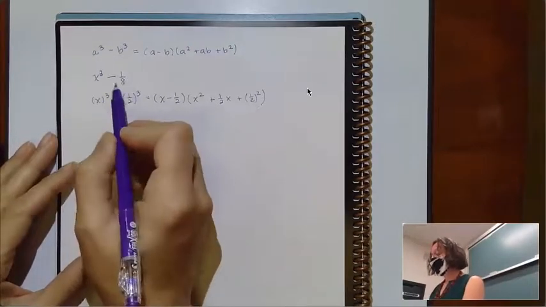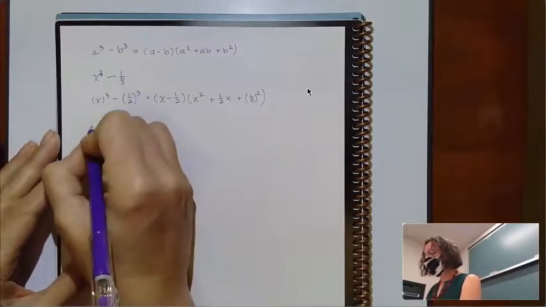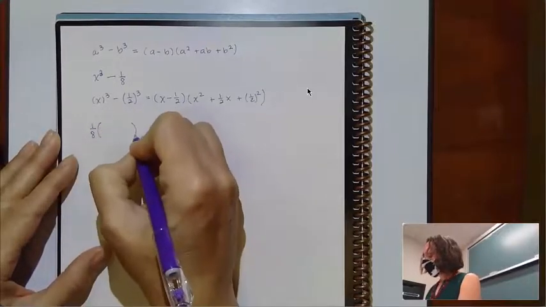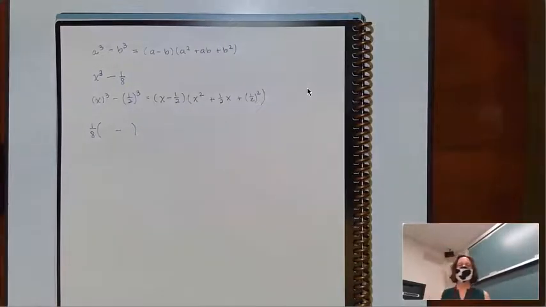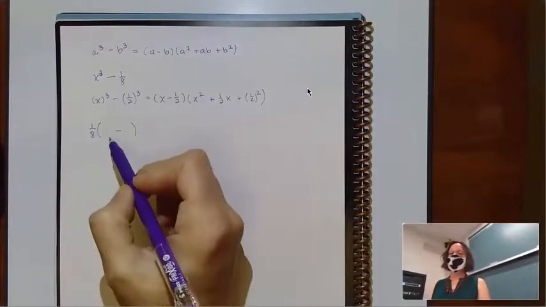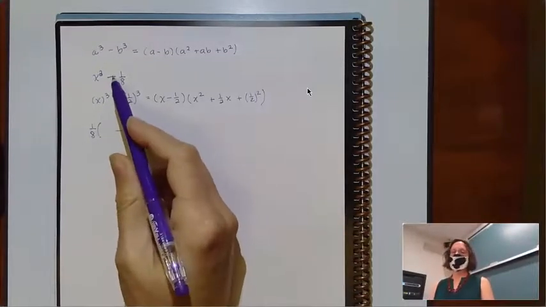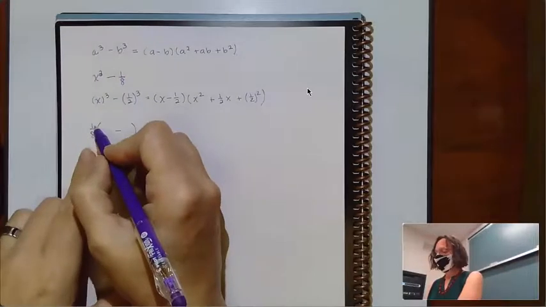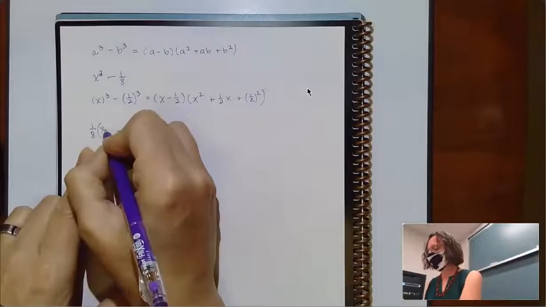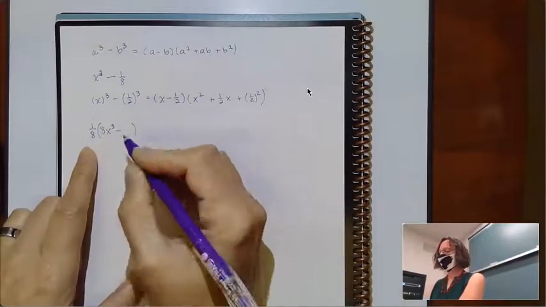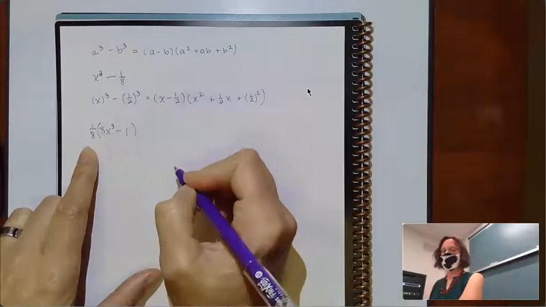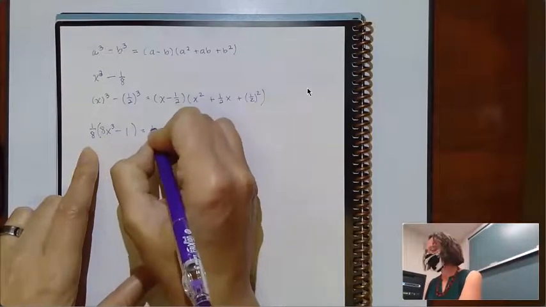So one option is to sort of factor out that 1/8. Now, when you do that, we're looking for, as I multiply the 1/8 back in, how do I make sure that I get back to what I started with? So 1/8 times what is going to give me that x cubed? It would have to be 8x cubed. And then 1/8 times what is going to give me the 1/8? It would be a 1. Totally fine to do that.